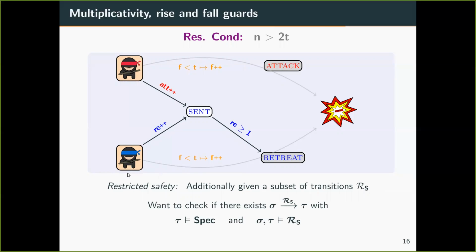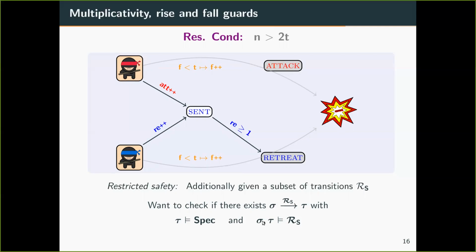And in the restricted safety problem, what we want to check is the following. We want to check if there exists an initial configuration sigma, which can reach a configuration tau, with tau satisfying the given specification. Notice that this part is the same as the usual safety problem. And additionally, we want this to satisfy two conditions. So we want that the run between the configuration sigma and tau uses exactly the transitions from the subset RS. This is the first restriction.